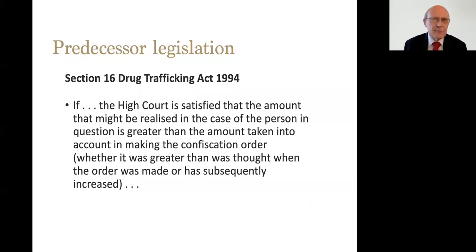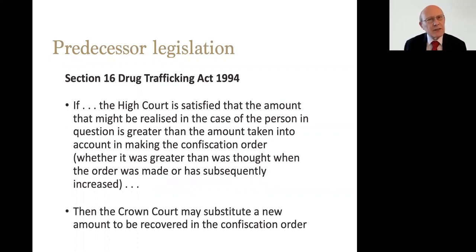If the High Court is satisfied that the amount that might be realised in the case of the person in question is greater than the amount taken into account when making the confiscation order, whether it was greater than was thought when the order was made or has subsequently increased, then under Section 16, what happened was that the High Court gave a certificate to that effect. And then the matter passed over to the Crown Court. The Crown Court, receiving the certificate from the High Court, was then able to substitute a new amount to be recovered in the confiscation order.